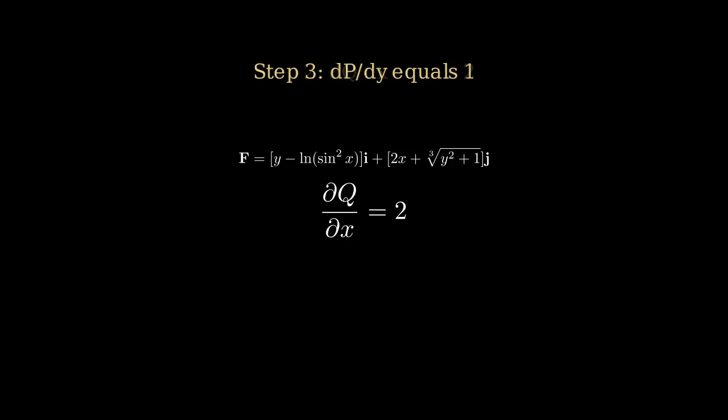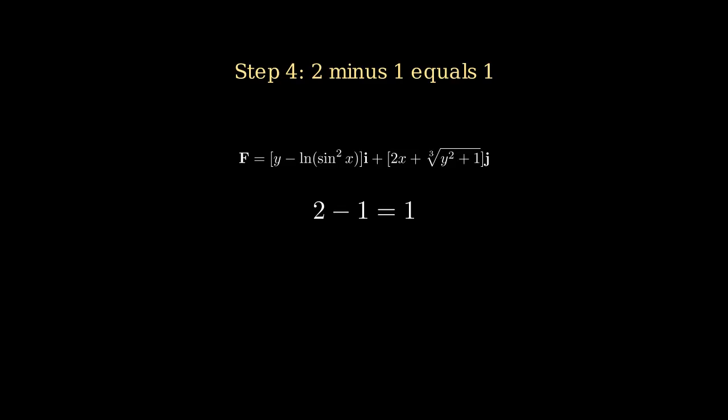Step 3. Differentiate p with respect to y. The log term has no y in it, so it drops out, leaving ∂p/∂y equals 1. Step 4. Subtract. 2 minus 1 equals 1. Notice how most of the messy terms cancel completely, leaving something very simple.